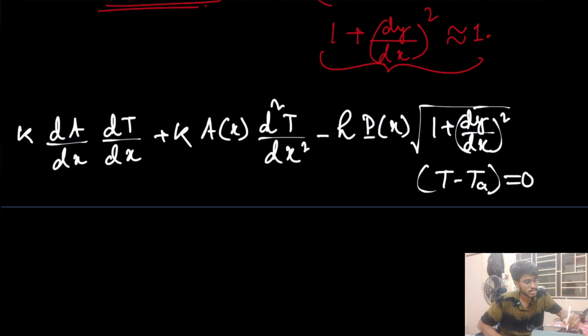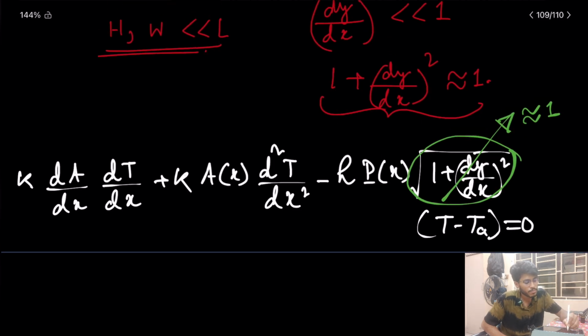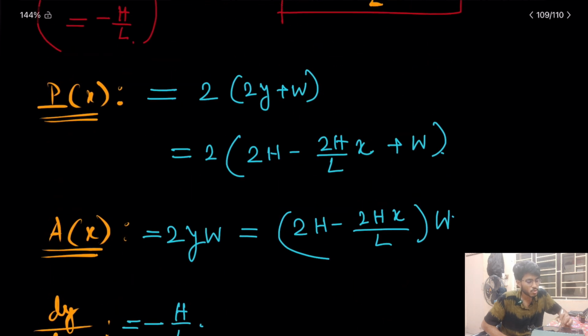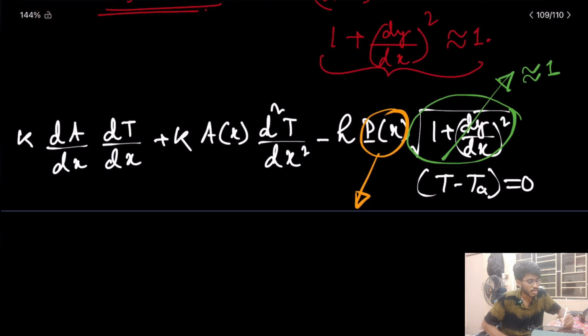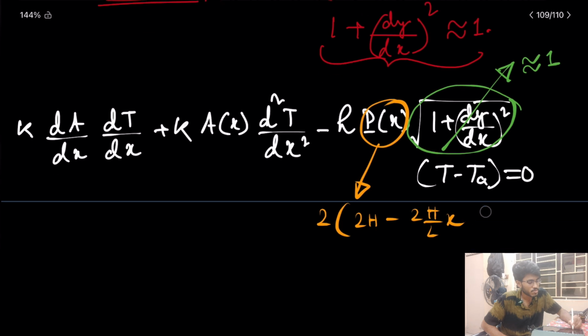So I have copied this. Now I will directly say that this is equal to 1. Not equal to 1, it is approximately equal to 1. And now let me put this value of px. Now what is the value of px? That is this 2 into 2h minus 2h by L into x, plus w.